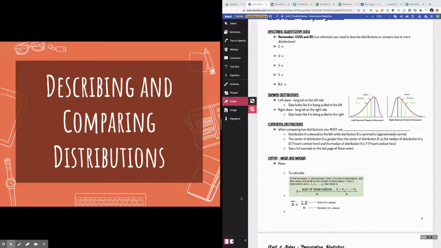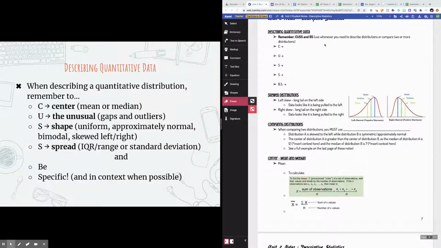So with that, let's talk about describing quantitative data. There are lots of acronyms that stats teachers like to use when they are teaching how to describe quantitative data, but I like this one the best because I think it's the most memorable. So whenever you are describing quantitative data, you have to talk about 4 things, right? And those 4 things can be summed up in this one phrase, which is CUSS and BS, right? So this is what you want to remember to do. These are the 4 things that you have to do when you're describing a distribution or when you're comparing distributions.